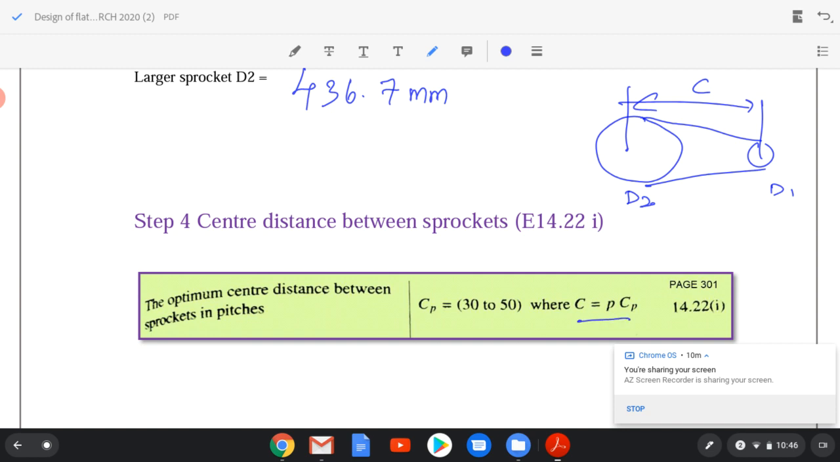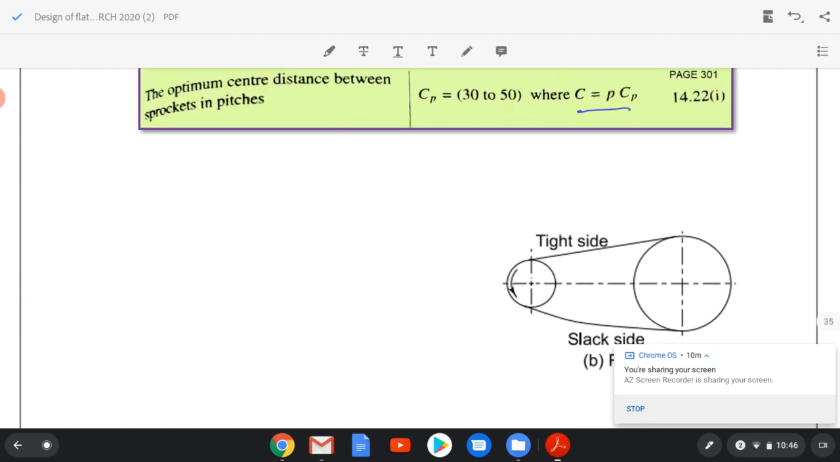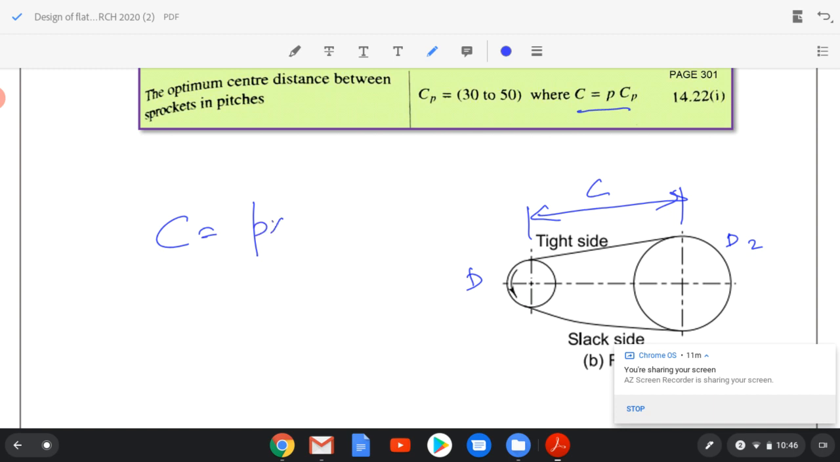C equal to P into Cp, where pitch is known. So we have this figure. We have D2, D1, and the center distance is C. C equal to P into Cp, where P is the pitch, that is the standard value 19.05 mm. Cp we can find from this range. I can take either 30 or 50 or take the mean value. Here I am taking the mean value, Cp equal to 40. So I will get C equal to 762 mm.